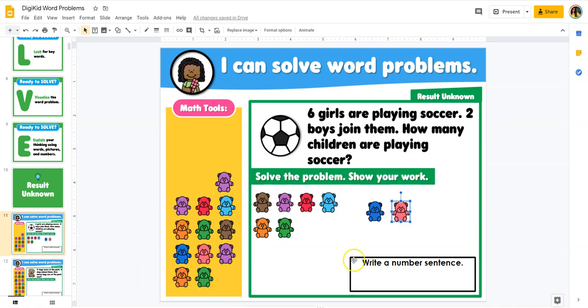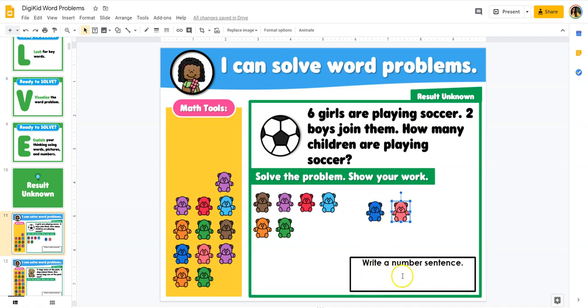So what could we do in order to solve this problem? We can go back and reread it again. 6 girls are playing soccer. I have my 6 here. 2 boys join them. I have my 2. How many are playing soccer? I can go in and add them all together. So 1, 2, 3, 4, 5, 6, 7, 8.